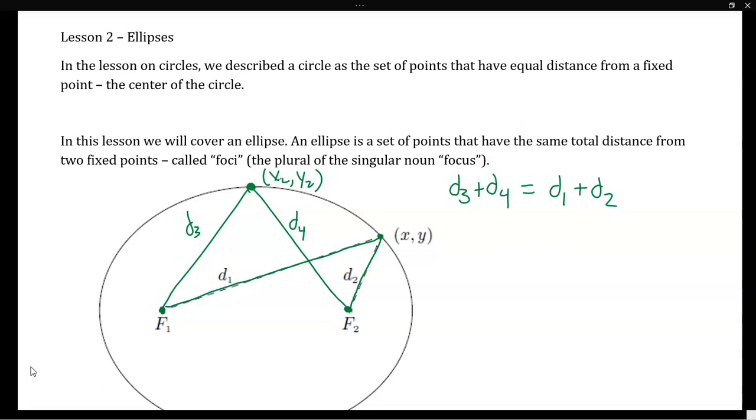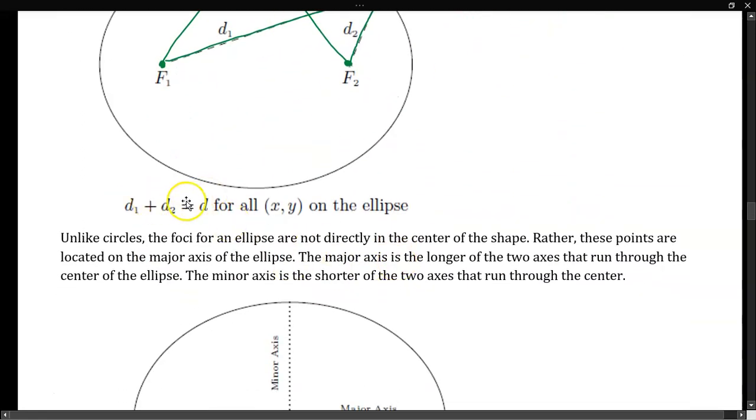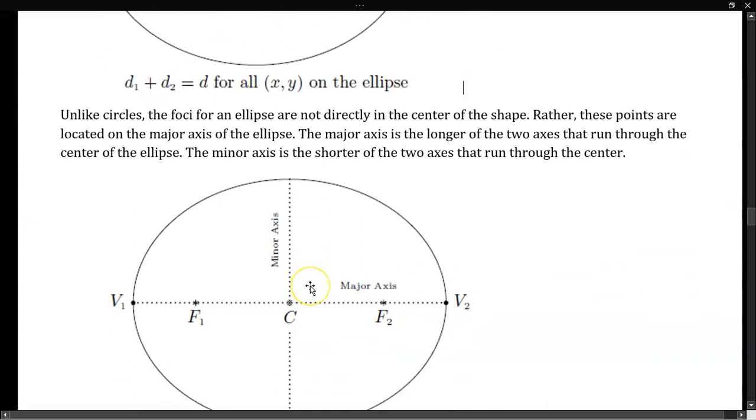All of the points are the same total distance away from two fixed points inside of the ellipse, and those points are called foci. So that's what we're doing when we have the equation for an ellipse. And again, D1 plus D2 is the same distance for all points on the ellipse. So unlike a circle, the foci are not in the center of the shape, but they're on the major axis of the ellipse. And the major axis is just the longer axis, and both the major and minor axes go through the center.